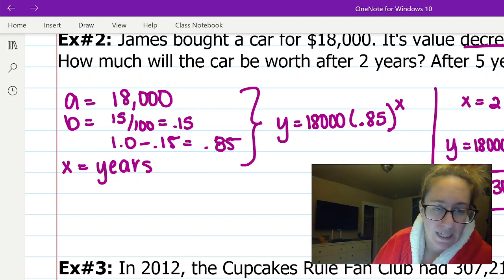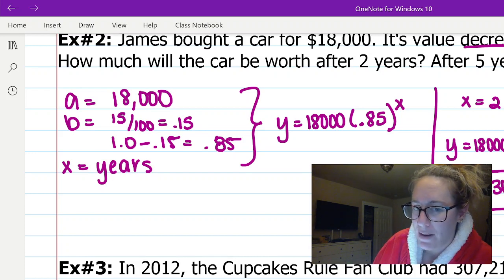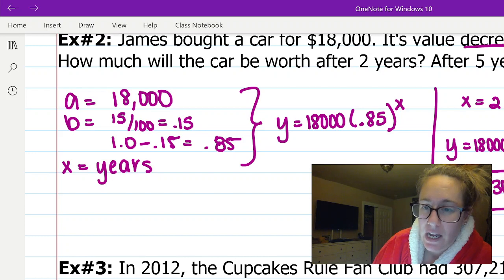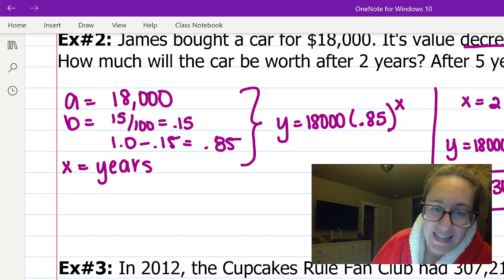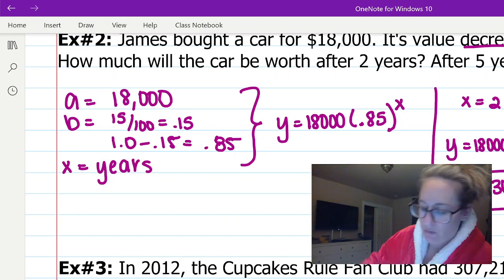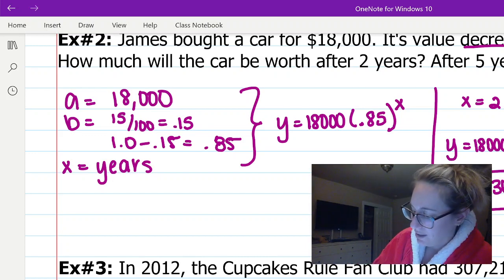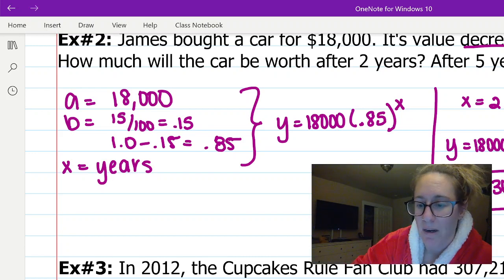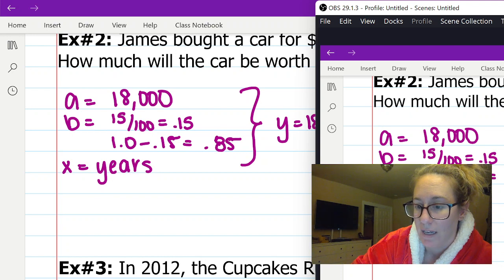What's this one? Okay. In 2012, the Cupcakes Rule Fan Club had 307,212,123 members and was growing at an annual rate of 0.9%. Assuming this trend remains, what will be the expected number of members in 2029? All right, this is kind of like the last ones we did. We'll do it really quick because they go pretty fast. I'm going to pause the video. I want you guys to see if you can do this one, and then we'll reconvene.